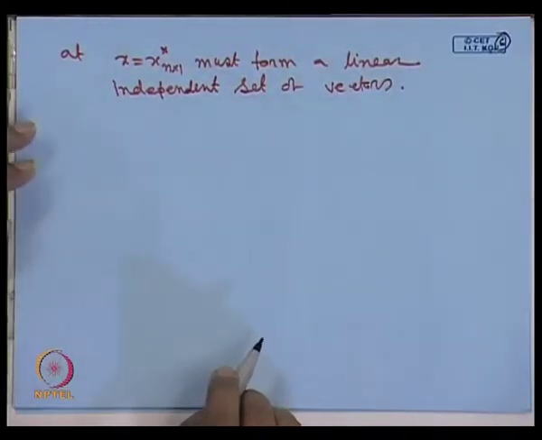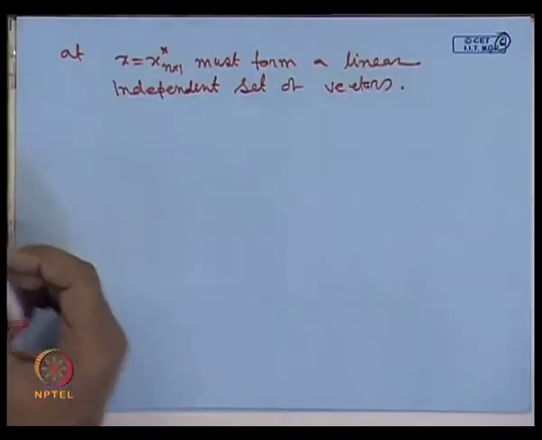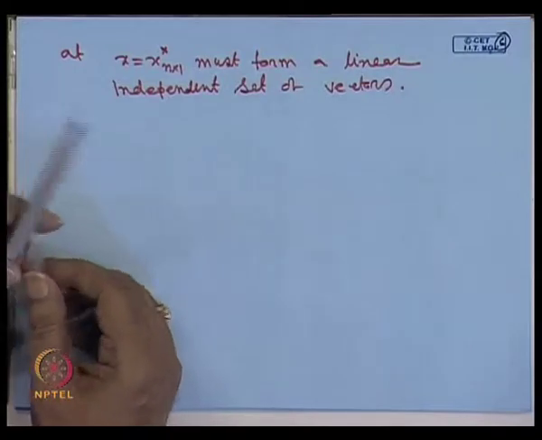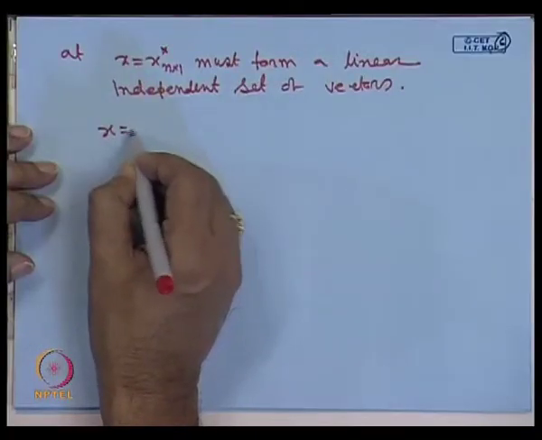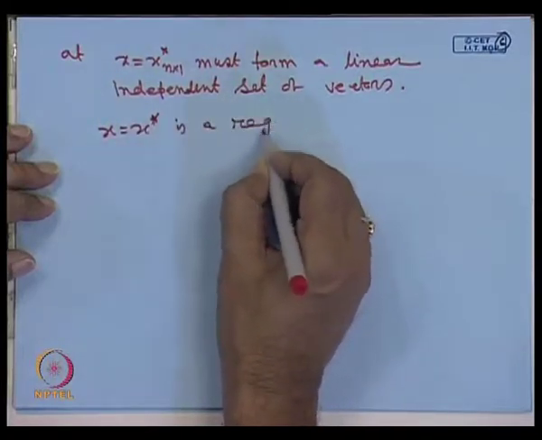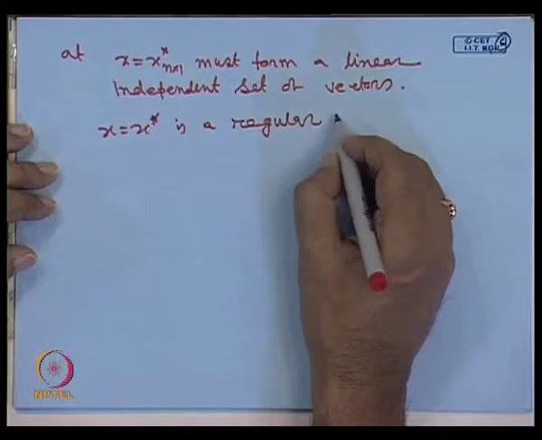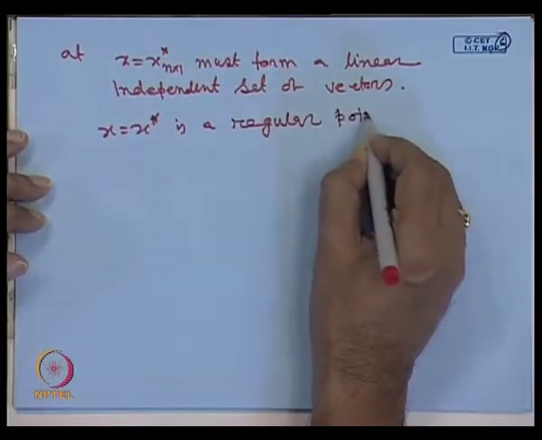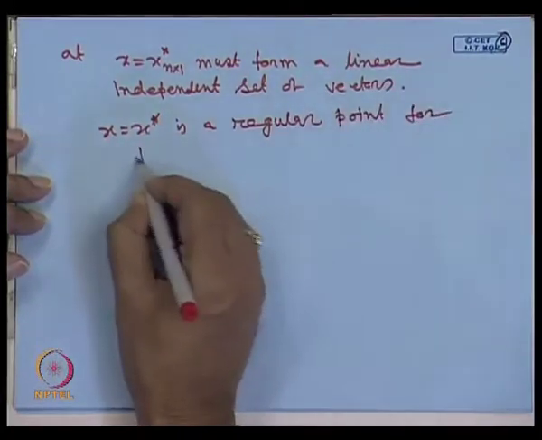In other words, if these vectors, the gradients of the equality constraints and the active inequality constraints, are linearly independent, then we will say that x equal to x star is a regular point for the optimization problem.